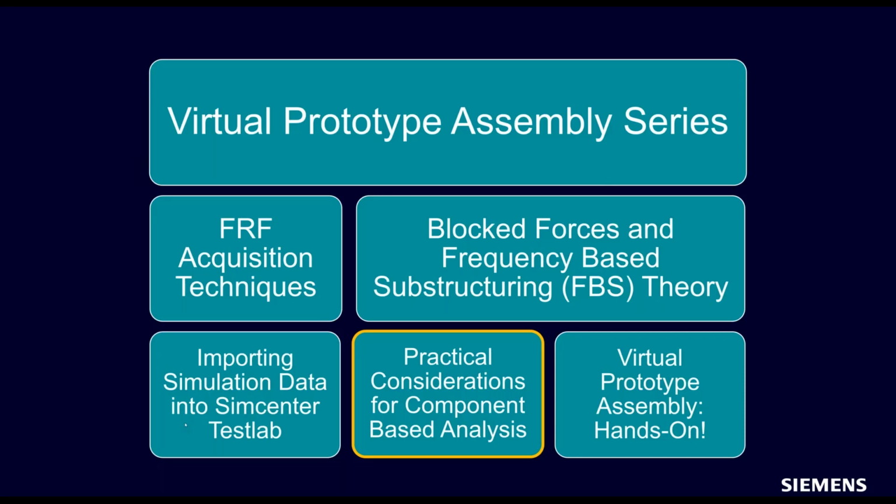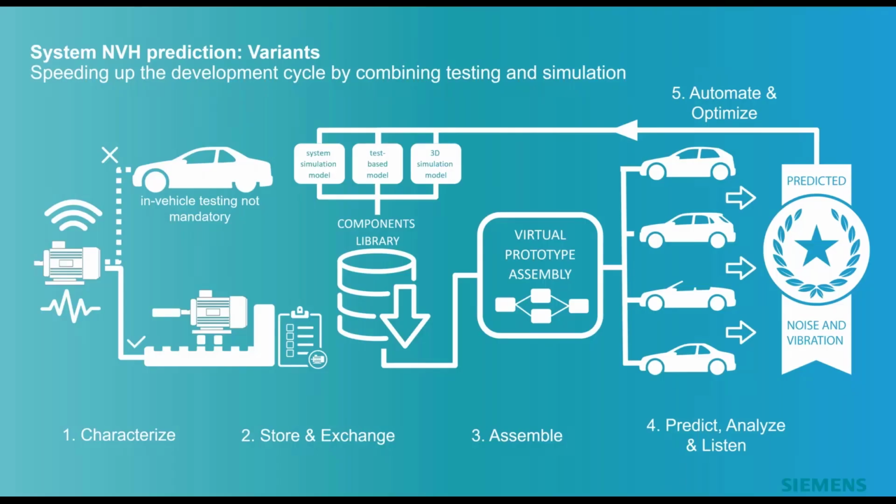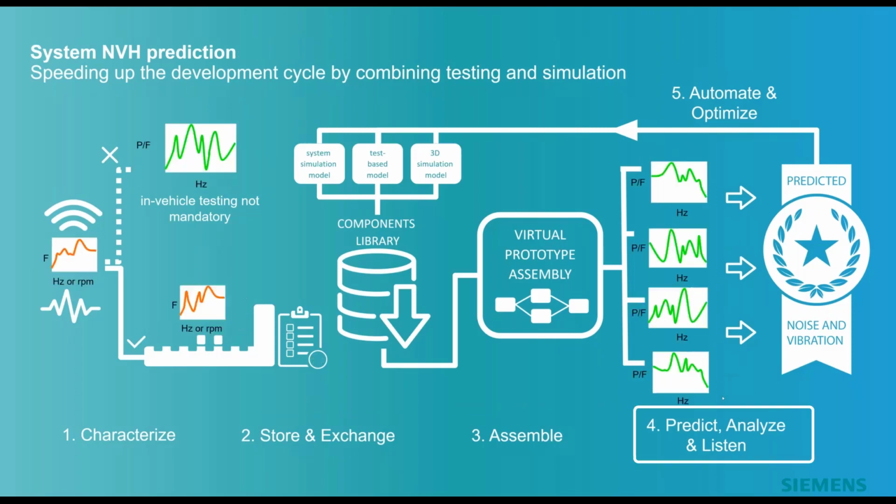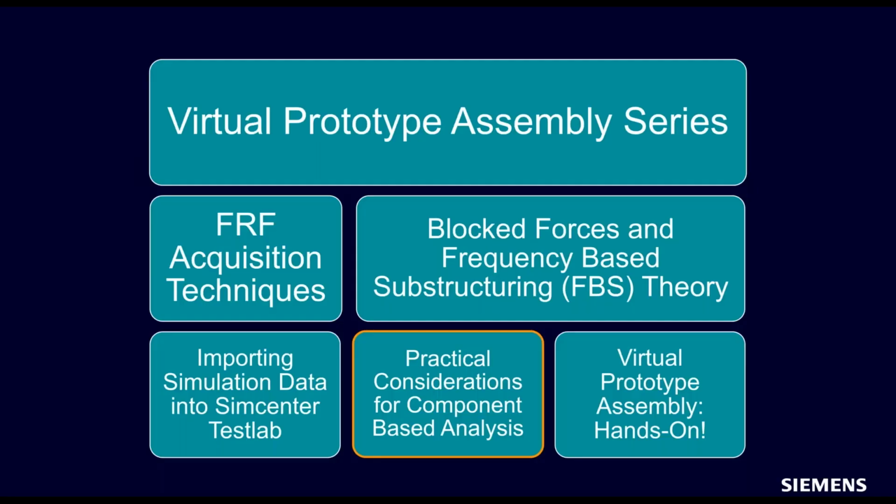Today, as I said already, we're going to be focused on the practical considerations for performing component-based transfer path analysis. But if this was your first time here, just to give you a brief overview, system MVH prediction tool is VPA. Really break it down in the 4 steps: categorizing our sources. Second, storing and exchanging data in our component library. And once we have that information, we can make a virtual prototype assembly and start predicting the MVH performance. And that's what Eric's trying to help us to focus on today, is characterizing our sources with our actual testing methods and techniques. And I guess I'll turn it over to him now.